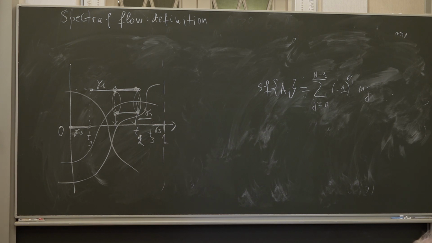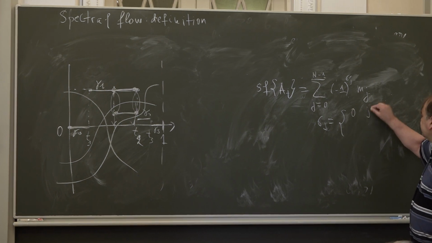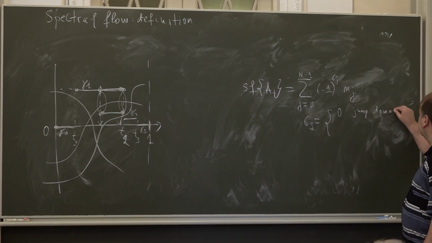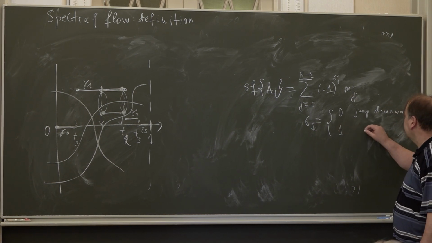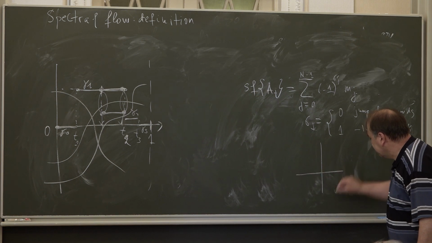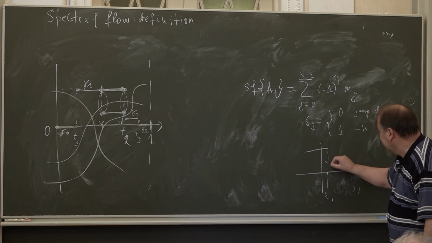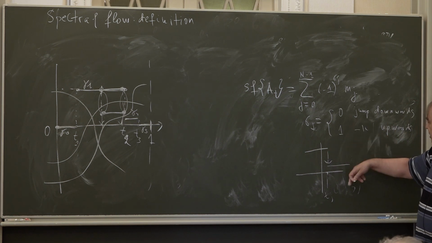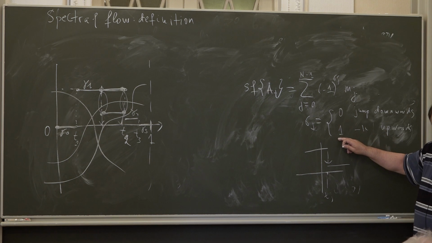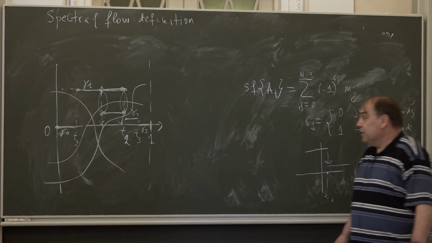Well, and maybe it remains to say what sigma_j is. Sigma_j is zero if the jump is downwards and one if the jump is upwards. Here, this is t_j. This is the value of t_j, and this is the jump of our broken line. So if the jump is downward, then sigma_j is 0. If the jump is upward, then sigma_j is 1. So this is just plus minus.